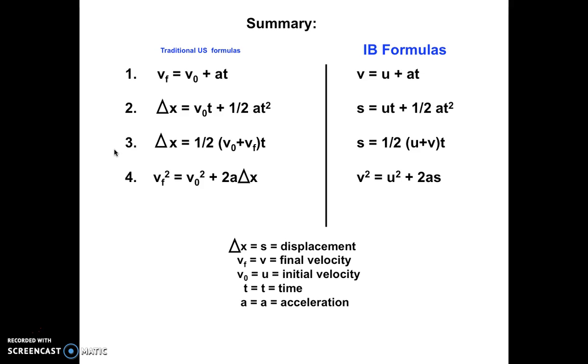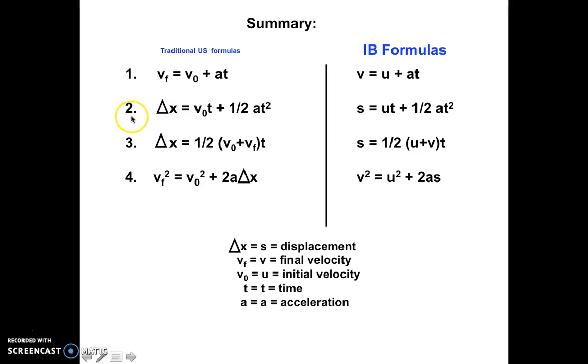And then one last thing that I wanted to point out is that while we use our IB formulas in class, you'll also see these, and sometimes I'll forget and say the US style formula. You'll see these in college in the United States as slightly different formulas. In the US, we use the variable delta x, so change in displacement, instead of s. That's just how we say it in the US.